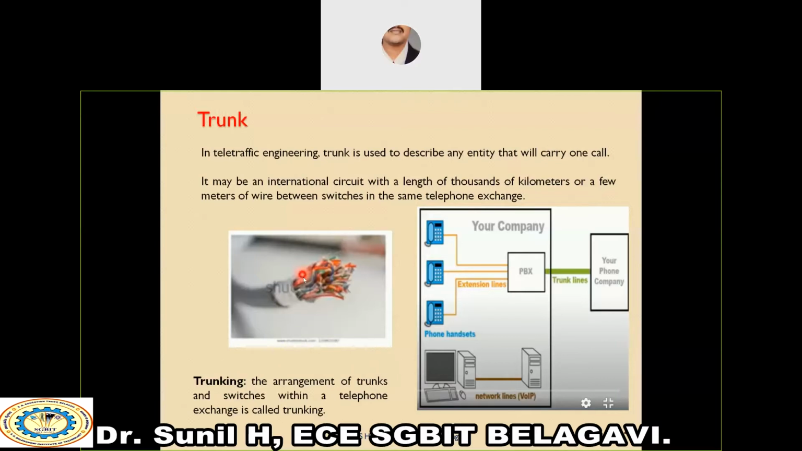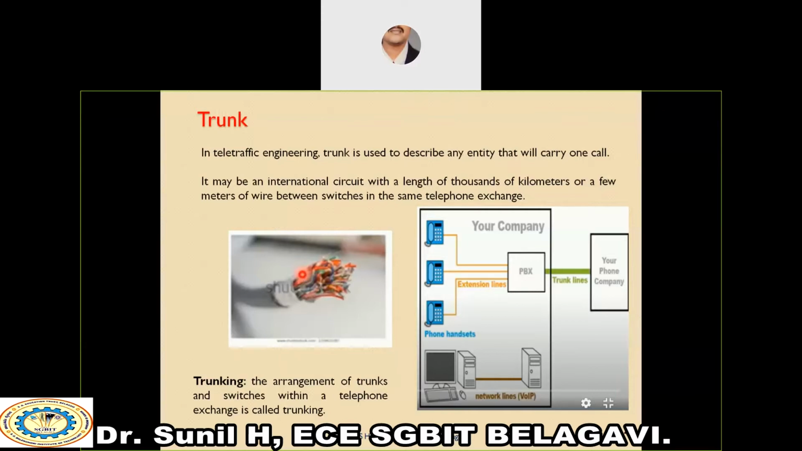Next, what do you mean by trunk? Now look at here. In teletraffic engineering, trunk is used to describe any entity that will carry one call. It means at a time it carries only one call. One trunk in the sense what? One trunk is equivalent to one call.